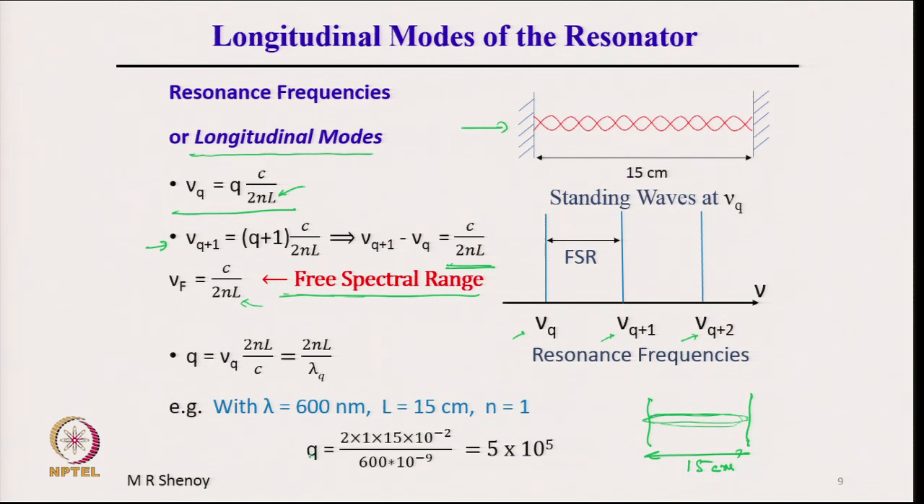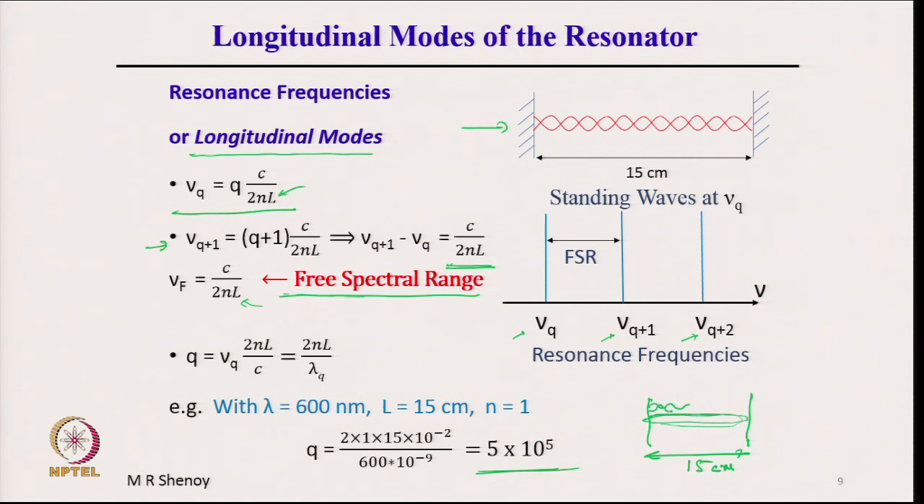So, what would be the number q? q represents the number of half wavelengths in this length, with lambda equal to 600 nanometer, L equal to 15 centimeter, and n equal to 1. If you substitute, note that q is 5 into 10 to the power of 5. In other words, there will be 5 into 10 to the power of 5 such loops.